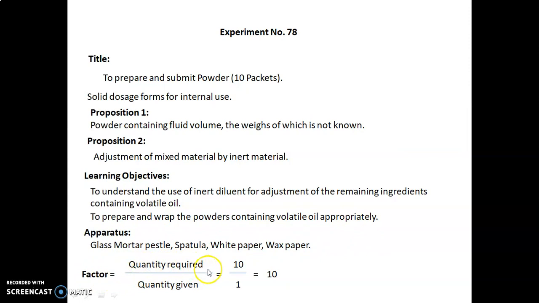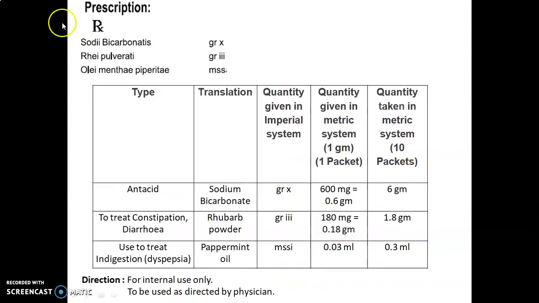Factor calculated as quantity required upon quantity given is equal to 10 upon 1, that is equal to 10. This is a prescription, denoted by the symbol Rx, given in Latin terminology. Let's discuss in detail the formula table. We have first the type, that is the category, use or role of the ingredient. Translation means the name of the ingredient. Quantity is given in the imperial system, in Latin terminology. Then quantity in the metric system for preparing 1 gram, that is 1 packet of the powder, and quantity taken in the metric system to prepare 10 packets, that is 10 gram of powder.